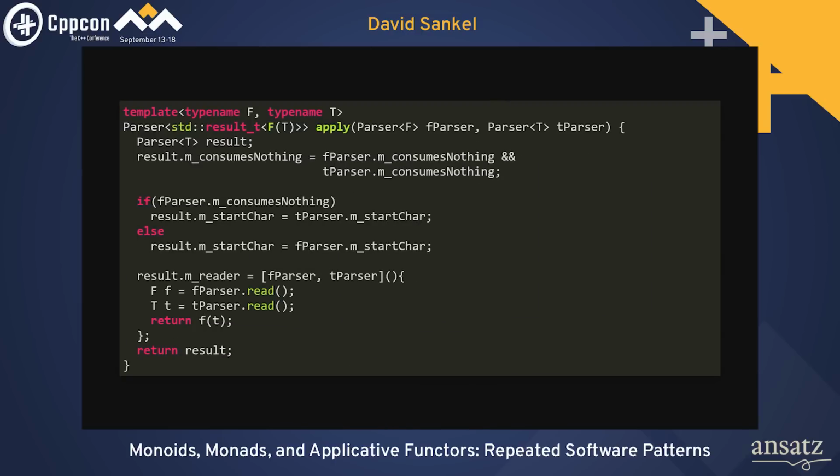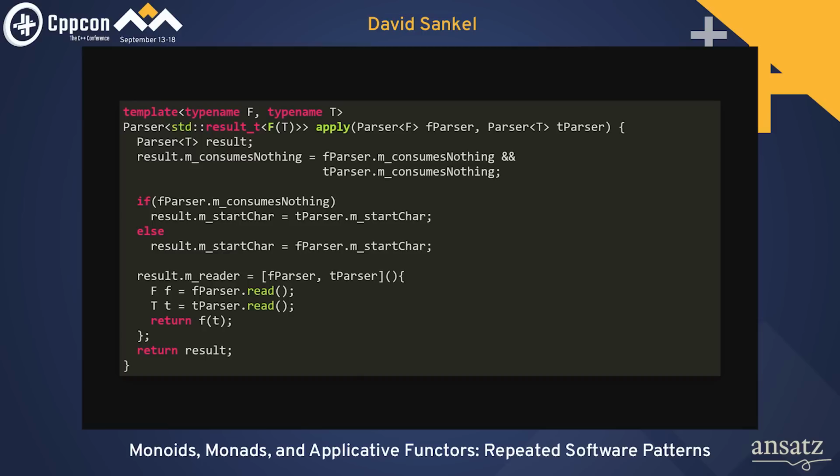What about apply? We know that this is an applicative functor, basically because I told you, but how does apply work? Apply takes in a parser of a function, right? And it takes in a parser of a value, and applies the inside of that parsed function to the inside of the parsed value. Even though nothing's actually been parsed yet, we can still compose these things together. Consumes nothing would only happen if the function parser consumes nothing and the t parser consumes nothing.